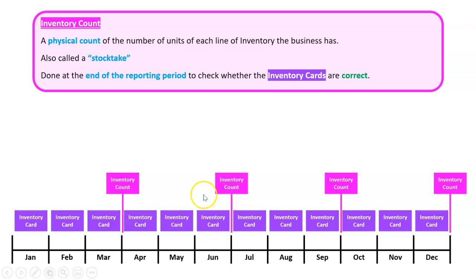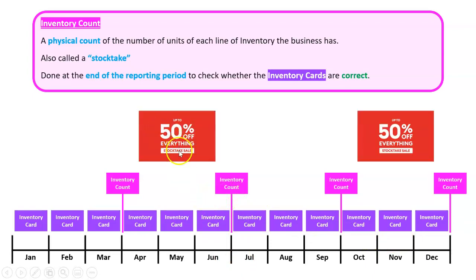You might see in the real world these signs all the time: stock take sale, everything off. What does that mean? You start to see it around late June and late December often. It just means they've got a stock take coming up, and instead of counting the inventory, which is a pain, they'd rather sell it. So they reduce the price, and then they don't have to count it later. That's what a stock take sale means.